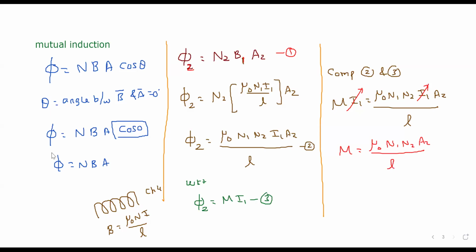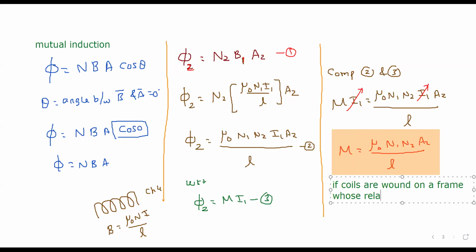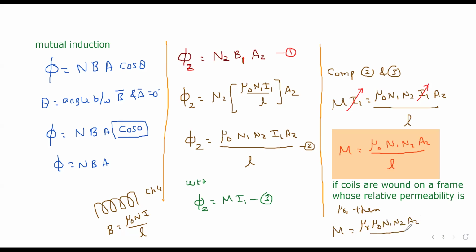So it is the formula for mutual induction. Suppose the coils are wound on a frame whose relative permeability is mu r. Then the formula becomes M is equal to mu r mu naught N1 N2 A2 by L. So it is the answer. You can ask me doubts based on this.